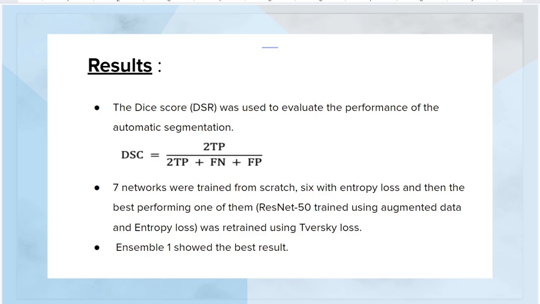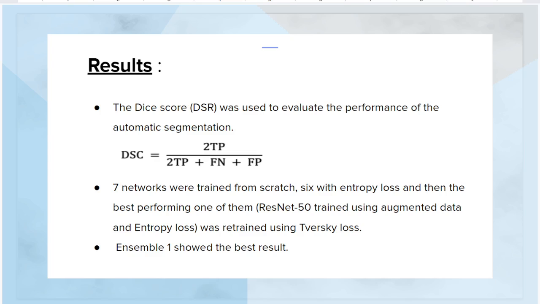The dice score was used to evaluate the performance of the automatic segmentation. Dice score is given by 2 times the number of true positives divided by 2 times the number of true positives plus false negatives plus false positives. Based on that, combinations of network ensembles were obtained and the segmentation performance was evaluated for every combination.